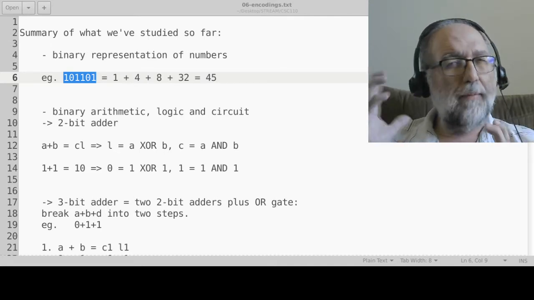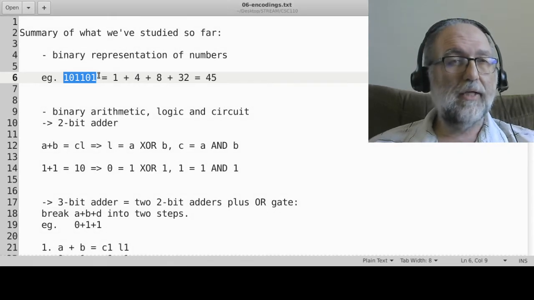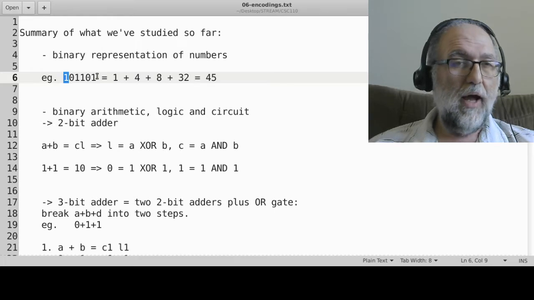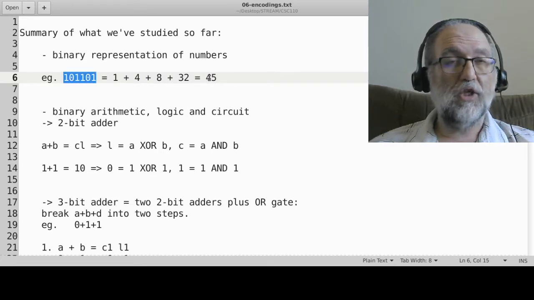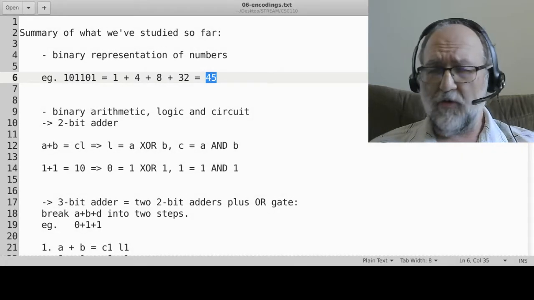Well, our minds don't work in binary, so I taught you how to convert from binary to decimal, and basically you just go from right to left and you say, okay, that's a 1 in the ones column, there's a 0 in the 2's column, there is a 1 in the 4's column, a 1 in the 8's column, a 0 in the 16's and a 1 in the 32's. And so if you put that all together, 1 plus 4 plus 8 plus 32 gives you 45. And so this number right here, 101101, actually represents the value 45. Okay? So that was the first thing I taught you.